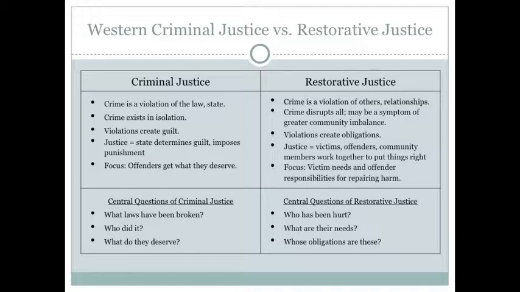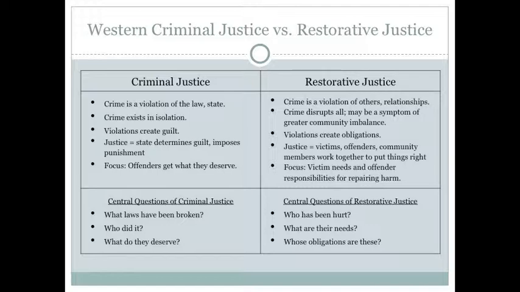So for example, consider a similar crime committed in two different places. Think about a vandalized storefront in the middle of St. Louis versus a vandalized student storefront here on the campus at WashU. On the left, the vandalized storefront in St. Louis would probably be treated with the criminal justice approach. So in this case, it would be considered a violation of a law. Vandalism, destruction of property, something like that.